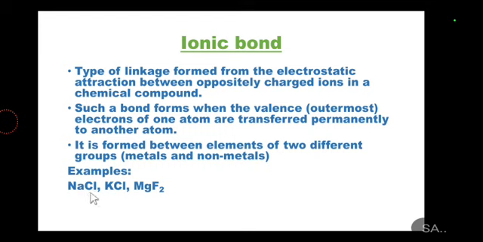Sodium is a metal and chlorine is a non-metal. Then we have potassium chloride. Potassium is a metal and chlorine is a non-metal again. And then we have magnesium fluoride, in which magnesium is a metal and fluorine is a non-metal. So the characteristic of ionic bonds is that they are formed usually between the elements of metals and non-metals.